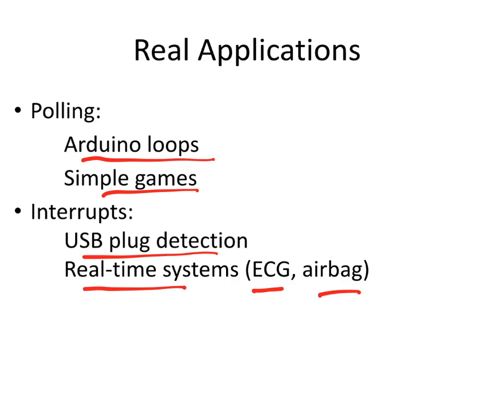In summary, polling wastes time and energy, while interrupt saves both, making your system more efficient. But ultimately you need to choose based on your application. So I hope you understood this quick concept of polling and interrupt.